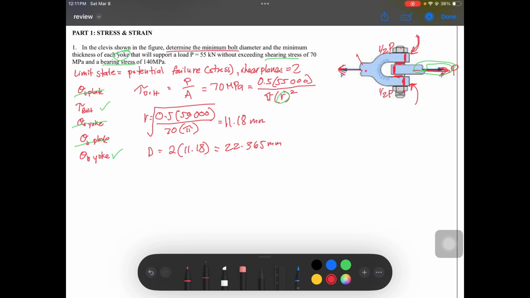So, nakuha na natin yung una, no? Diameter ng bolt. Next, minimum thickness. So, gamitin natin itong bearing stress. Baka dito natin makuha ang thickness ng yoke.